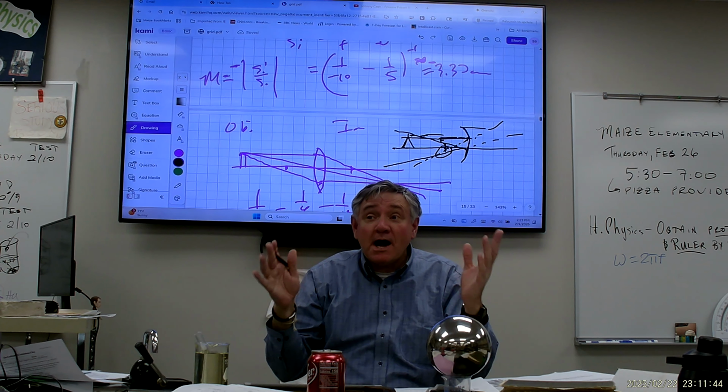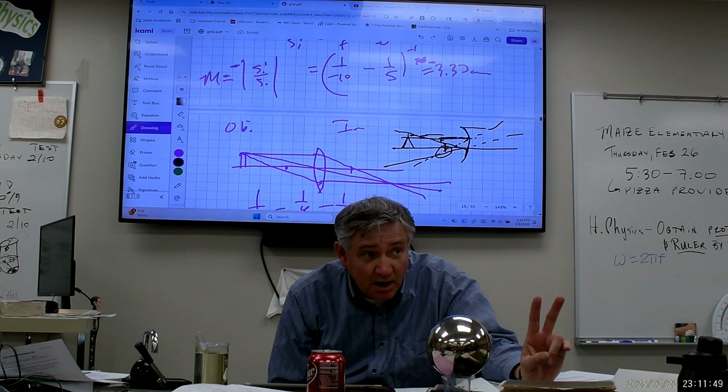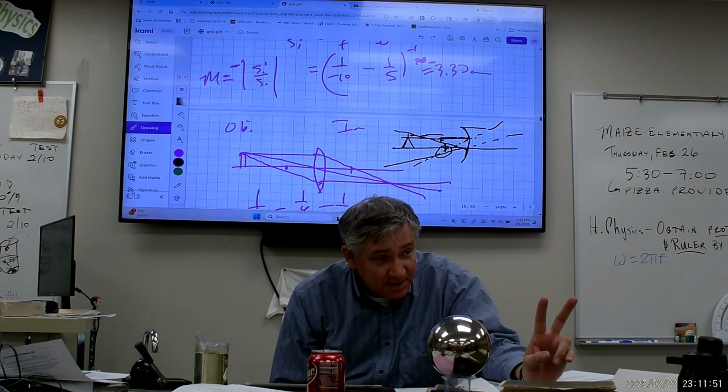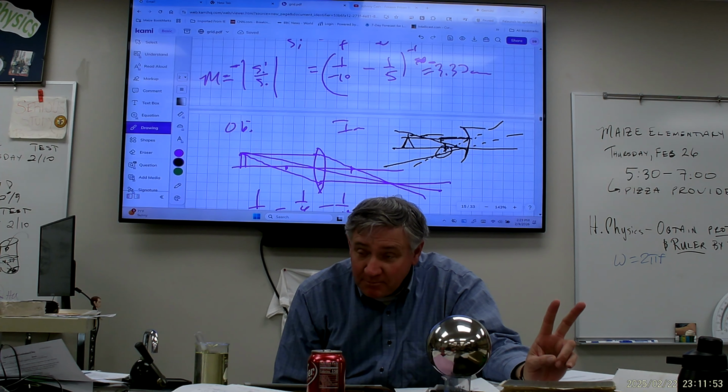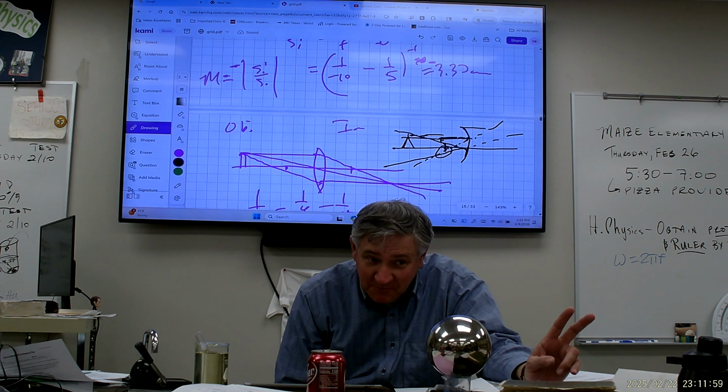I promise you, you're going to have one of those two images to draw, okay? On a concave mirror, either outside the focal length or inside. I promise you, you're going to have one of those two. I'm just telling you, at a minimum, you're going to have one.